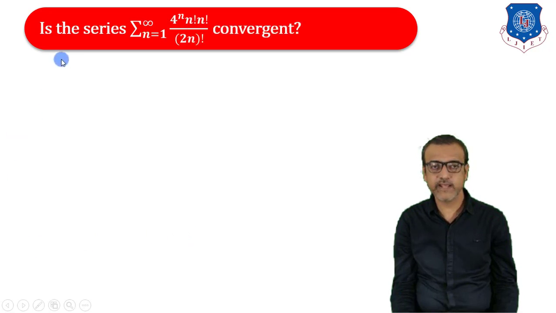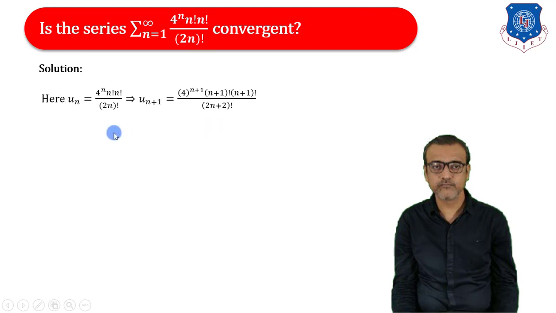Now we will see one example related to Raabe's test. Is the series sigma n is from 1 to infinite 4 raised to n into n factorial upon 2n factorial convergent? So here is the solution. Here un equals 4 raised to n into n factorial upon 2n factorial.